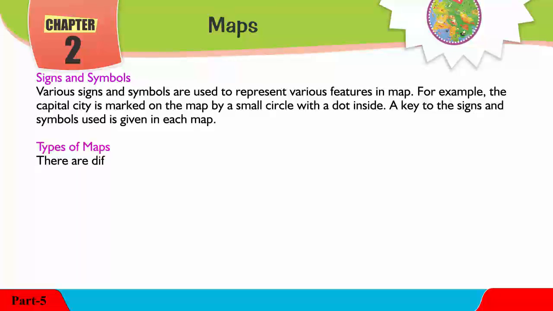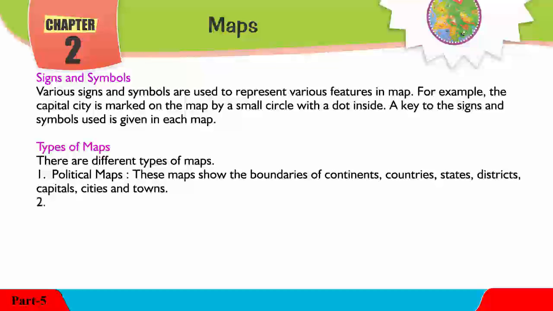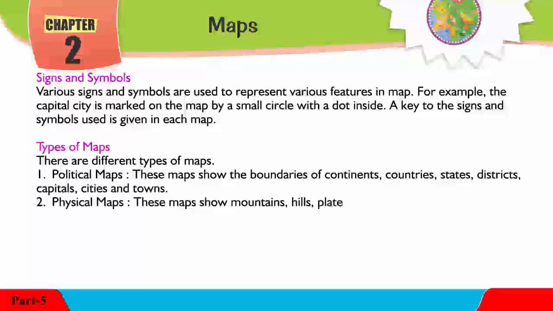Types of maps. There are different types of maps. 1. Political maps. These maps show the boundaries of continents, countries, states, districts, capitals, cities, and towns. 2. Physical maps. These maps show mountains, hills, plateaus, valleys, rivers, lakes, etc. Such maps are also called relief maps.